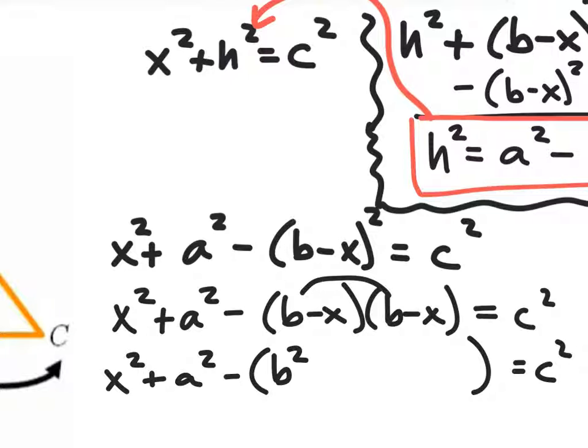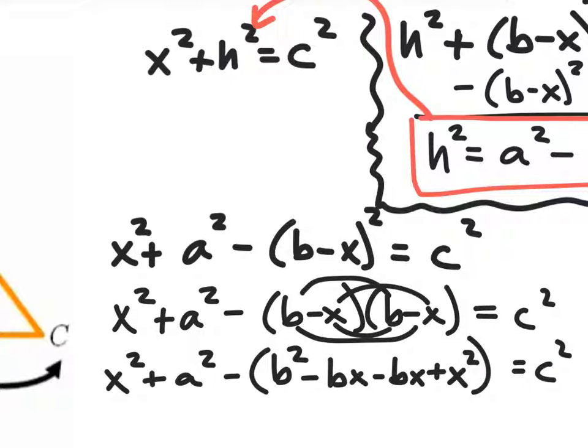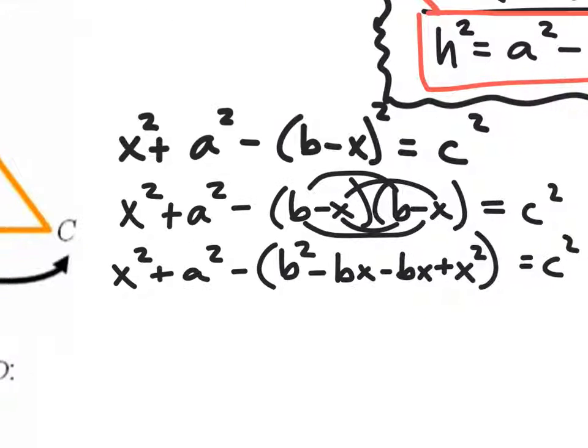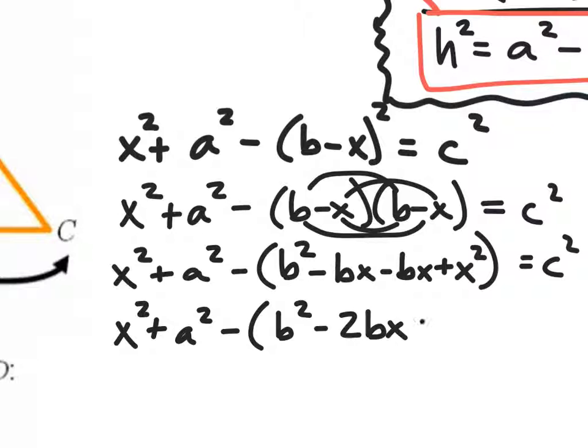B times, that's not right. B times negative x, so minus bx. And then the inside is minus bx. And then the last one is going to be plus x squared. Okay. Let's combine our like terms in the middle. So x squared plus a squared minus the quantity b squared minus 2bx, and then plus x squared is equal to c squared. All right.